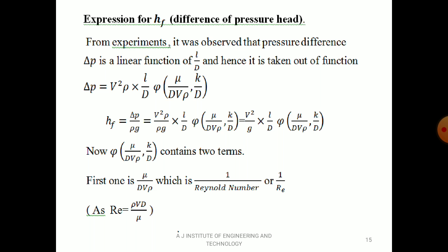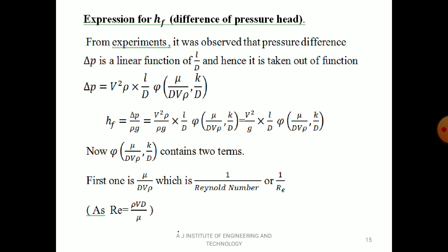From experiment, it was observed that the pressure difference delta p is a linear function of L by d, and hence it is taken out of the function. So it is proved from experiment that delta P is a linear function of L by D. So we can just take L by D out. So delta P equal to V square rho into L by D function of mu divided by dV rho comma K by D. So we can take L by D from the function.